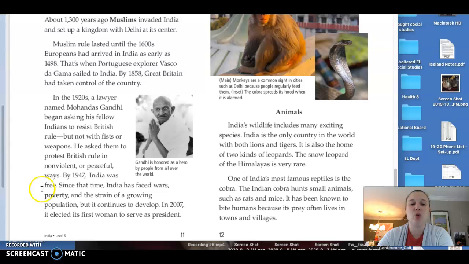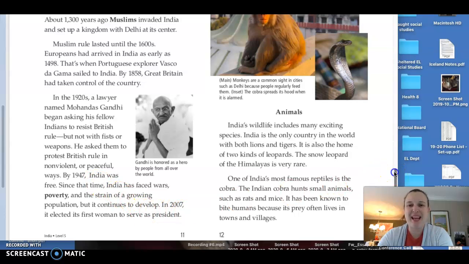Since then, India has faced wars, poverty, and the strain of a growing population, but it continues to develop. In 2007, it elected its first woman to serve as president. So let's back up in the history. The text says by 1858, Great Britain took control of the country, and then by 1947, so 90 years later, India was free. So Britain ruled India for about 90 years. They traded a lot with India, especially tea. Some of the sports were influenced by each other. So India's been independent since 1947.